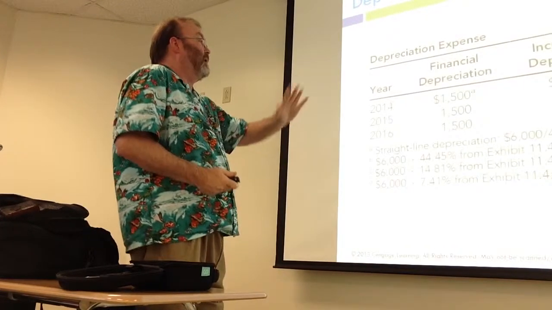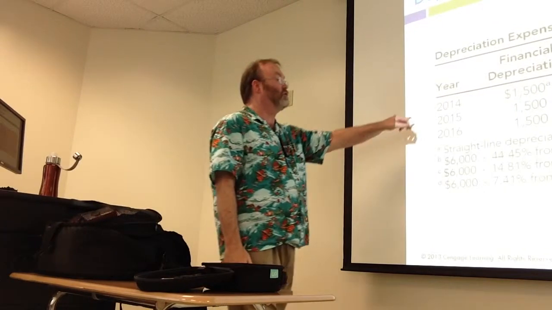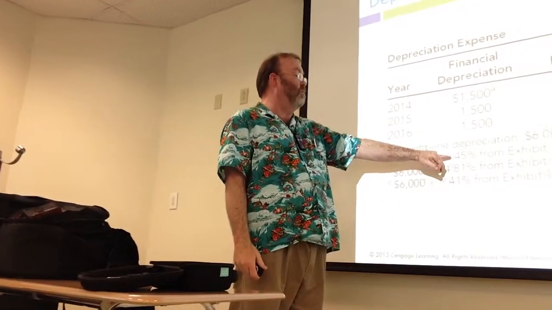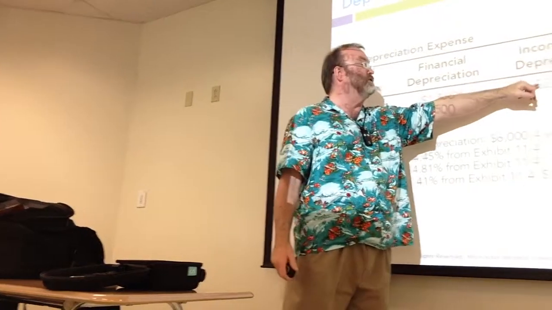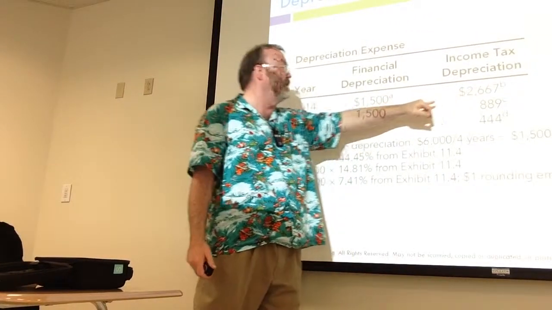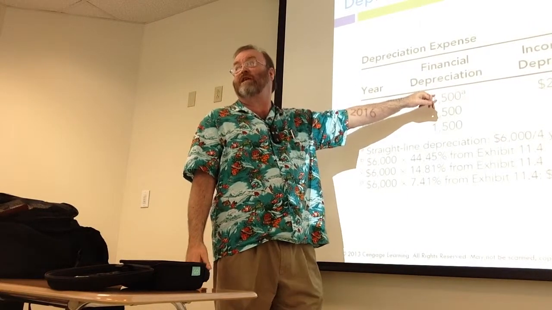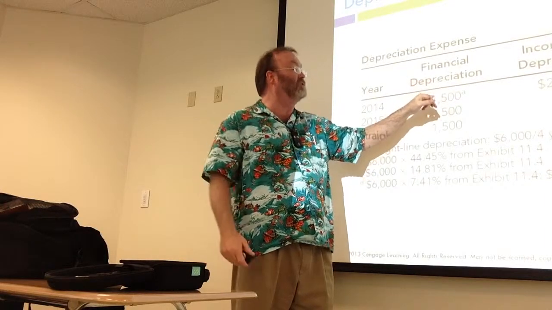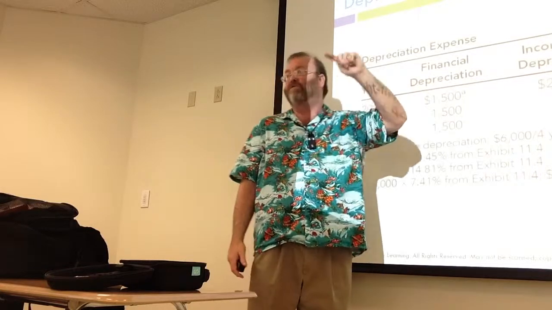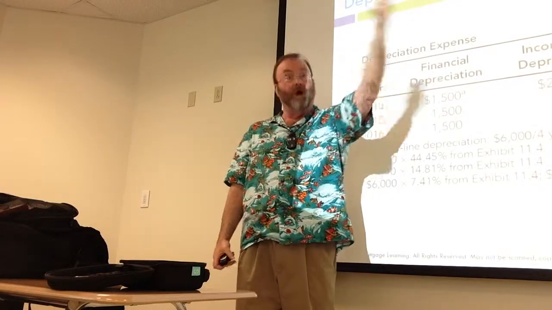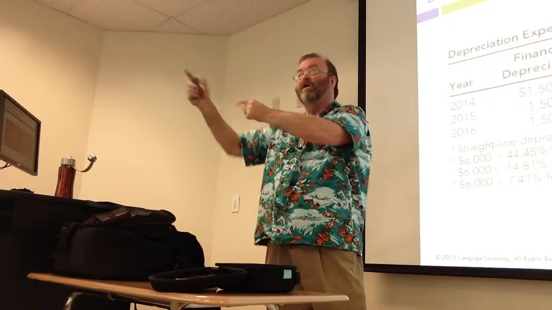So, what about year 2, 3, and 4? Well, in year 2, the percentage is 44.45% from the MACRS table. That's $2,667. Now we've got $1,167 of difference in the second year, multiplied by the 30%, increasing the liability a little bit more.